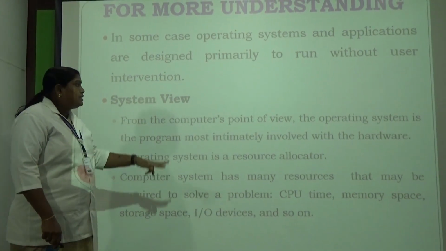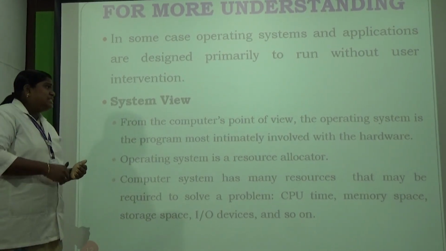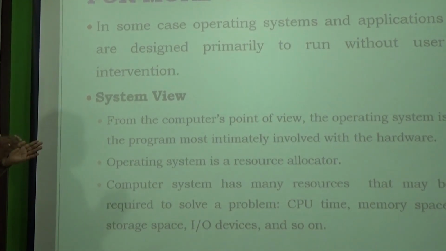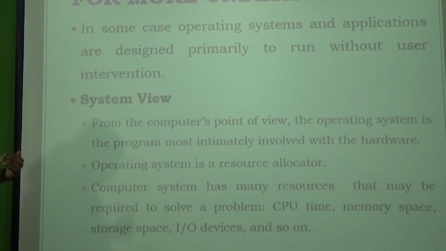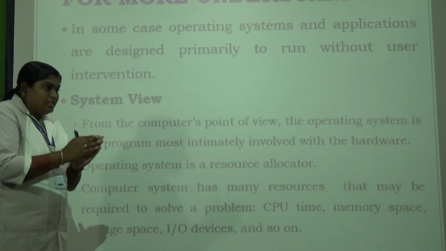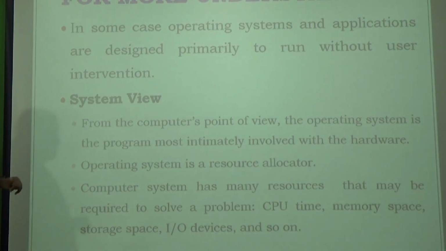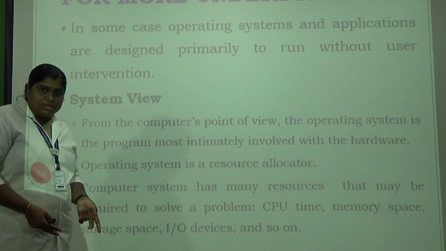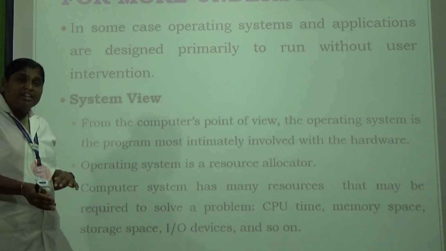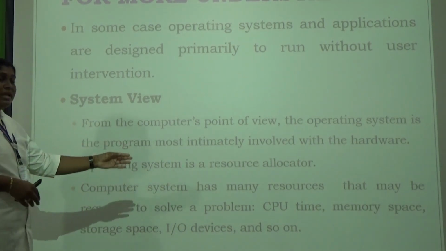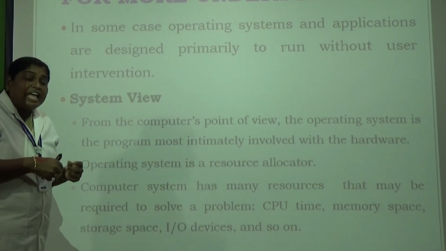Next is the system view. In the system view, the operating system is directly involved with the hardware. The program is more intimately involved with the hardware. Here the hardware needs to wait for resource allocation, and that resource allocation is made by the operating system. This computer system has many resources like CPU time, memory space, storage space, and I/O devices. The hardware components need to handle all these problems and solve them simultaneously.